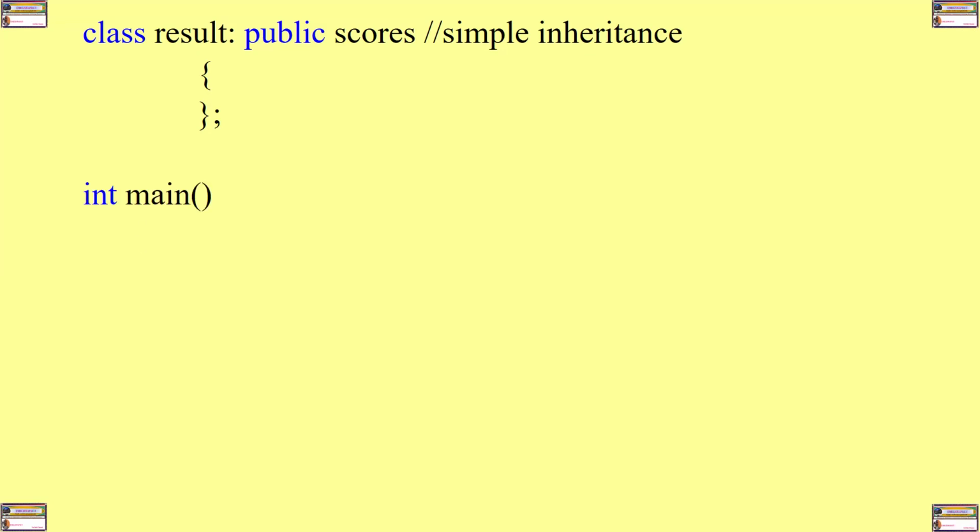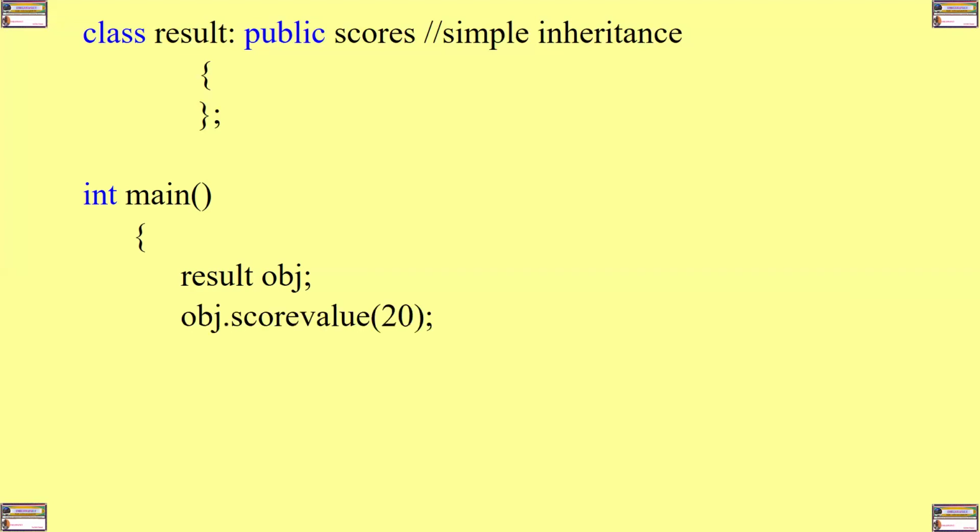And then we have our main function here, and we have the declaration of an instance for manipulating the members of the derived class called result. So we have object obj of type result. Through this object we can invoke the method in the base class called score value, and we are sending to it the value 20.